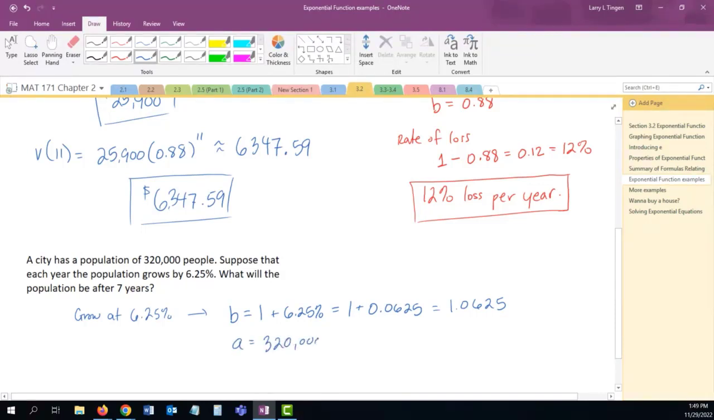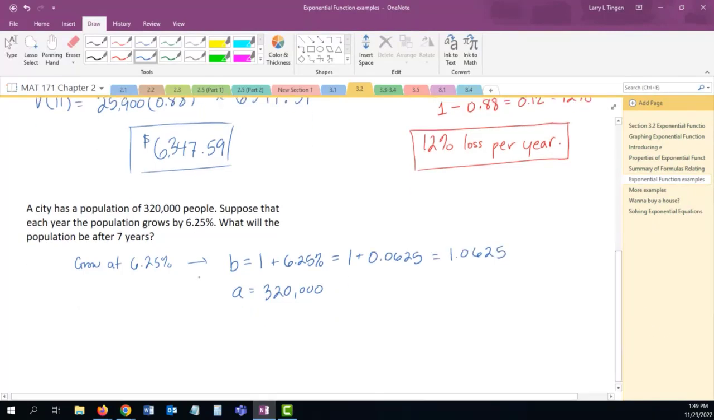Well, the problem starts with 320,000 people. So my population exponential equation looks like 320,000 times 1.0625 raised to the t. Right? That is what is running the show. And so I got that.